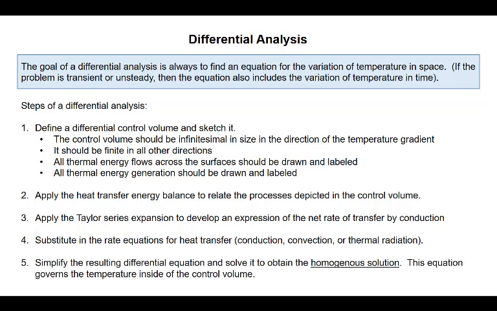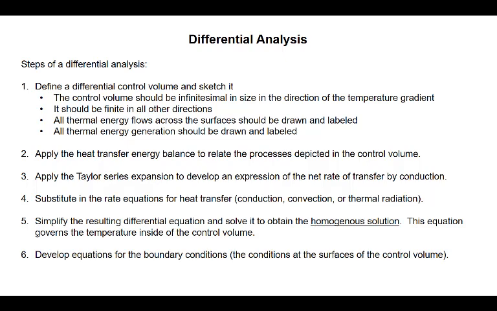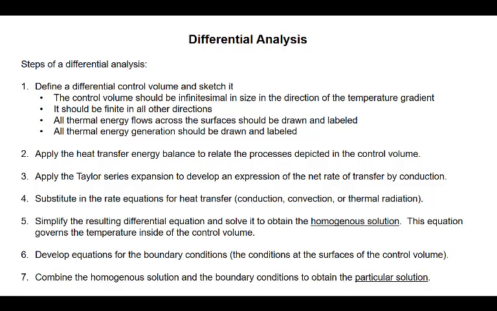In the fifth step, simplify the resulting differential equation and solve it to obtain the homogeneous solution for the temperature. This equation governs the temperature inside of the control volume. In the sixth step, develop equations for the boundary conditions. These are the conditions at the surfaces of the control volume. Finally, one combines the homogeneous solution and the boundary conditions to obtain the particular solution to the problem. We will now apply these steps to the example problem that was introduced in the first part of the lesson.